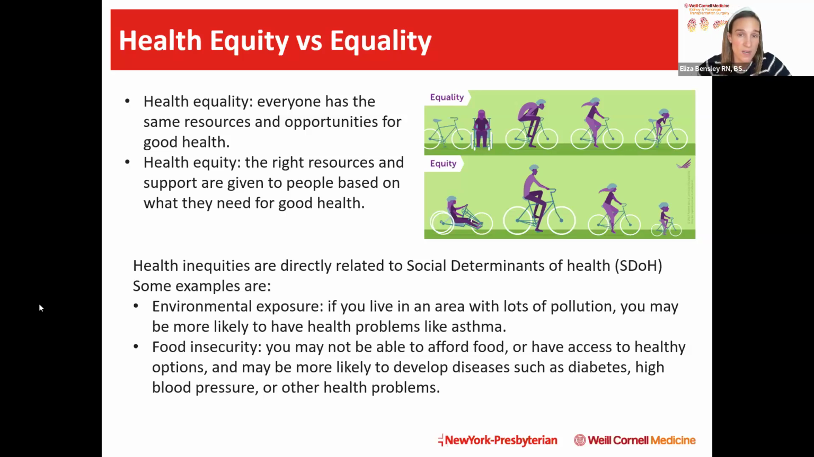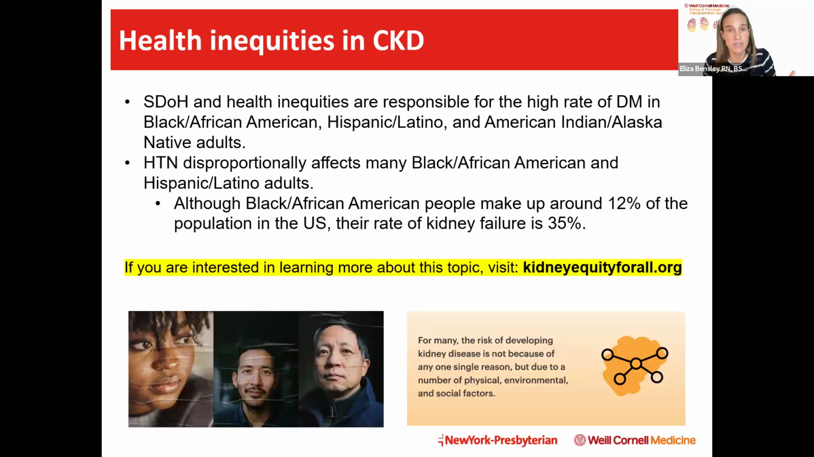We could not cover the data without acknowledging that there are health inequities in CKD. Social determinants of health inequities are responsible for the high rates of diabetes in Black, African American, Hispanic, Latino, and American Indian, Alaska Native adults. High blood pressure disproportionately affects many Black, African American, and Hispanic, Latino adults. Although Black and African American people make up around 12% of the population in the United States, their rate of kidney failure is 35%. So these are staggering statistics.